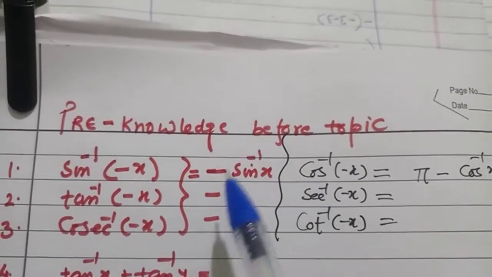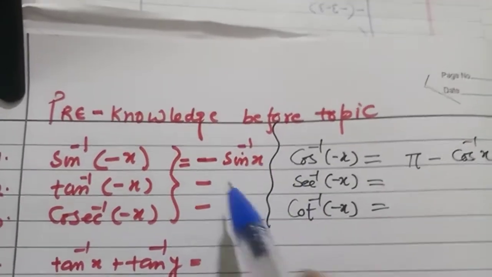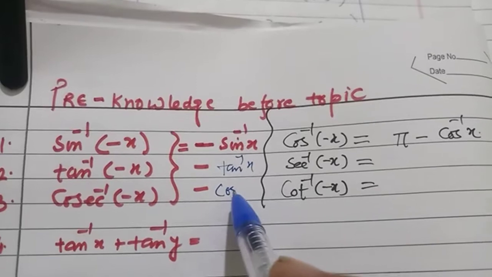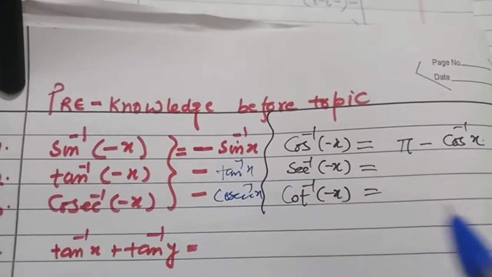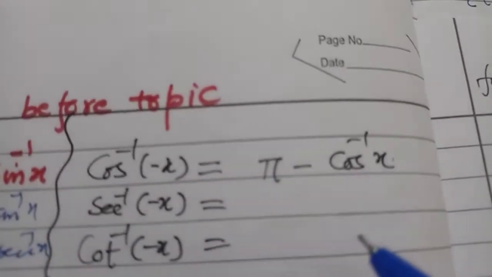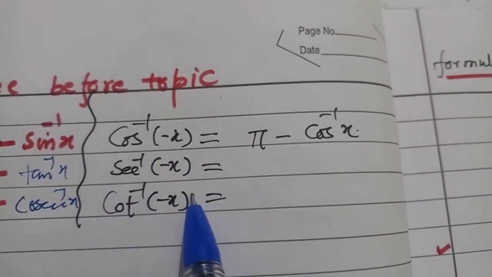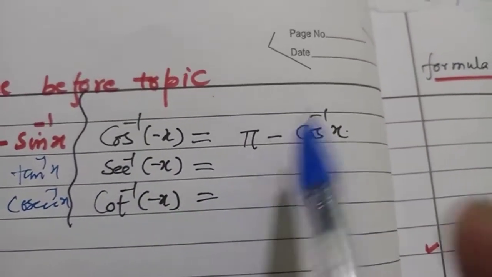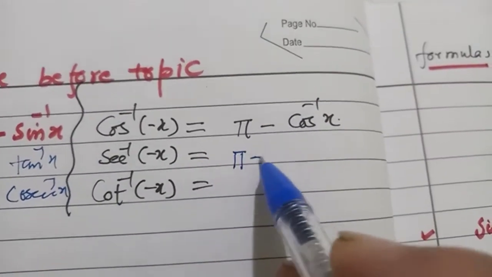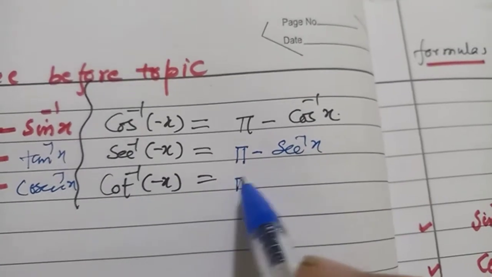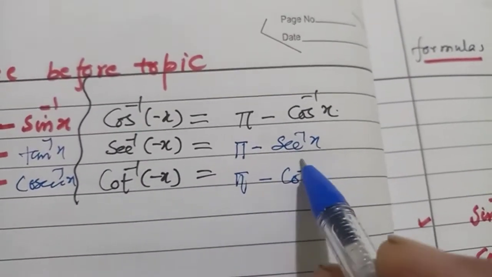In all the three, minus sign comes out and the result goes tan inverse x and it is cosec inverse x. For these three, cos inverse x, sec inverse x and cot inverse x, pi comes in the front. So it is pi minus sec inverse x and it is pi minus cot inverse x.